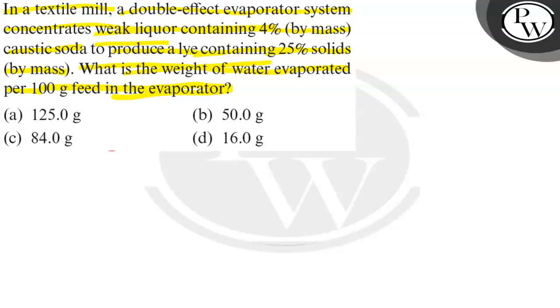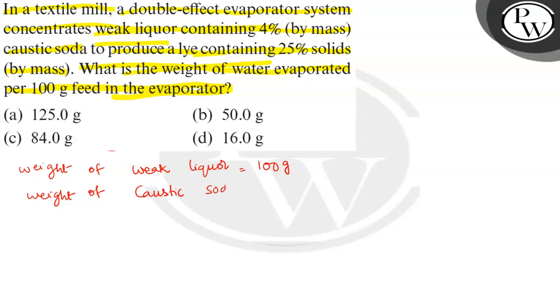Okay, so first of all, weight of weak liquor, that is taken, that is given as 100 grams percent. It is given 4%, means weight of weak liquor is 100 grams. Then weight of caustic soda, caustic soda means NaOH, that is how much? 4 grams. 4% is given, 4 grams.